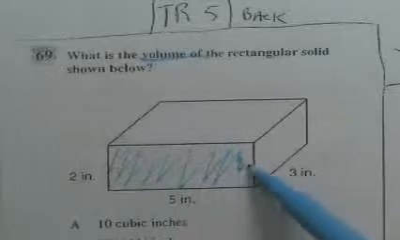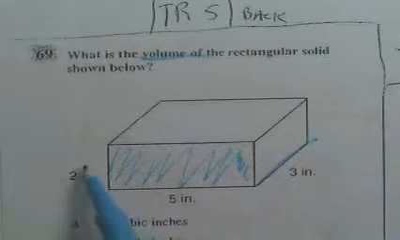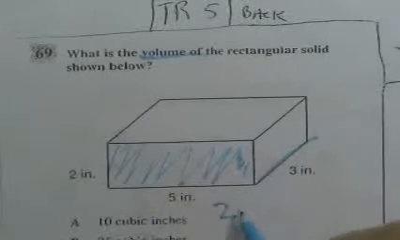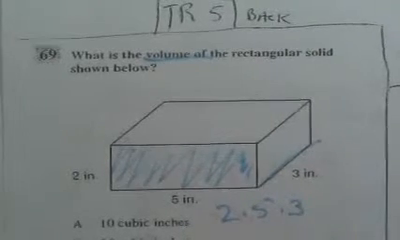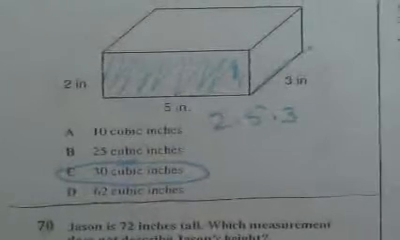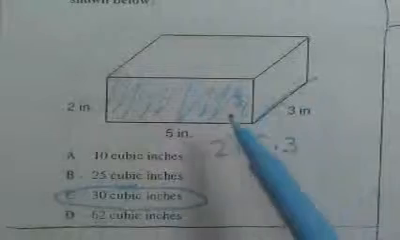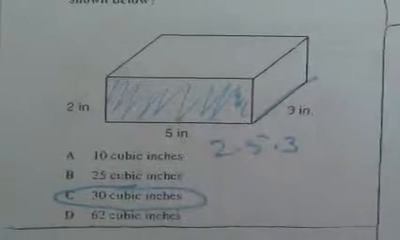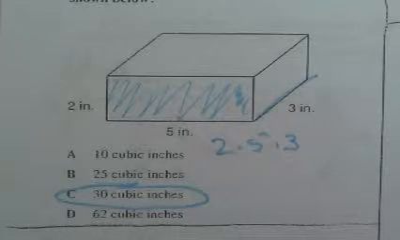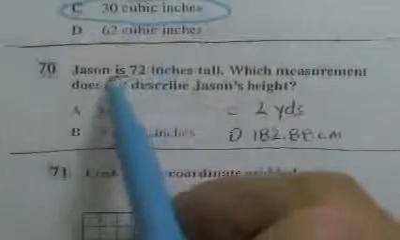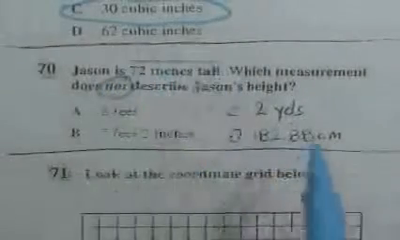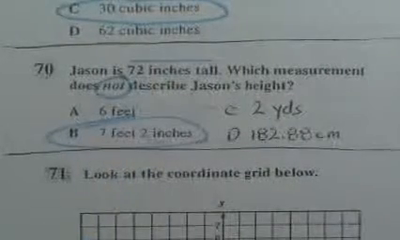Okay, please turn your paper over. Number 70, it asks which one does not describe 72 inches. That would be letter B. B is not 72 inches.